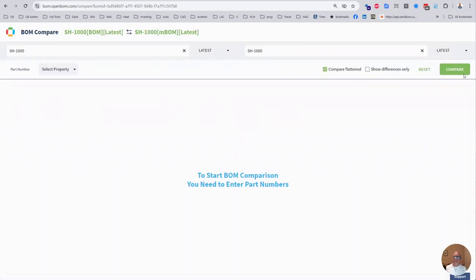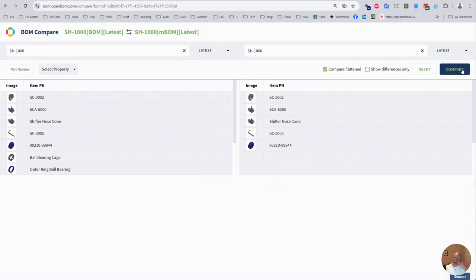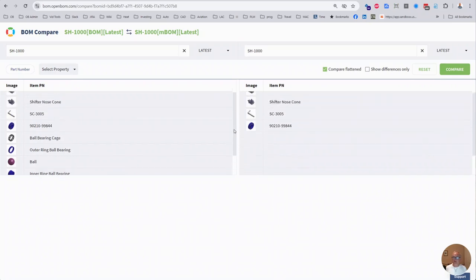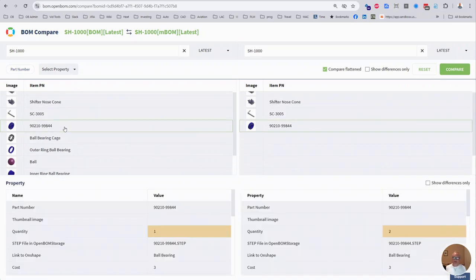I'm going to use the flattened compare to highlight some differences down in the BOM structure. The first thing I notice as I browse around is that the Loctite and the grease are in the manufacturing BOM, not in the engineering BOM, as we expected. Also, the bits and pieces inside the bearing are not represented in the manufacturing BOM. Finally, in a deeper dive, we see that the bearing in the engineering BOM has a quantity of one, while on the manufacturing side the quantity is two.